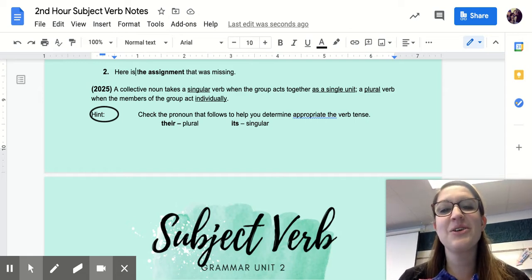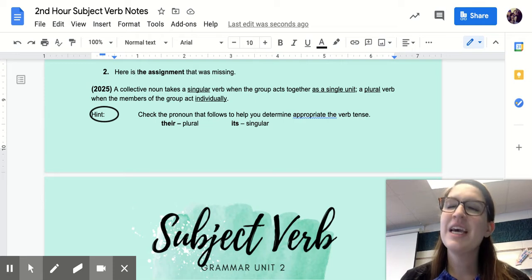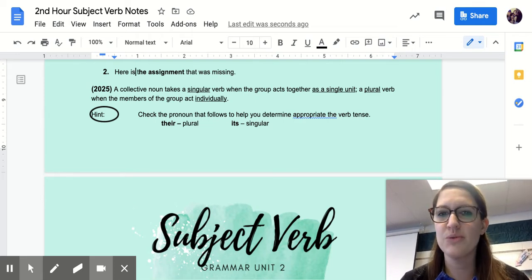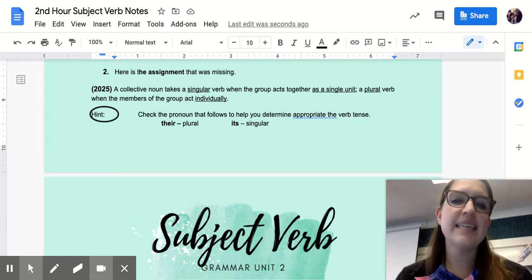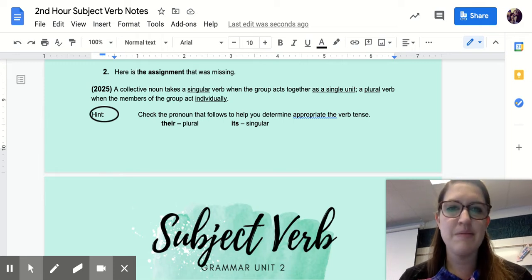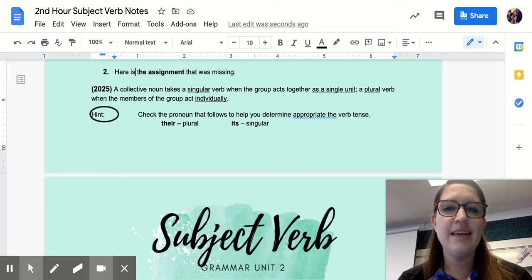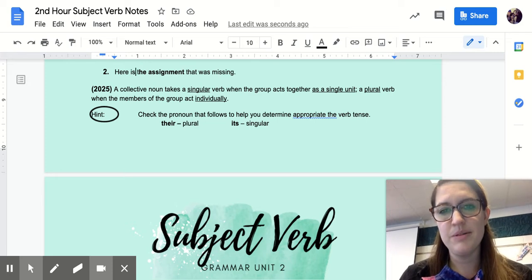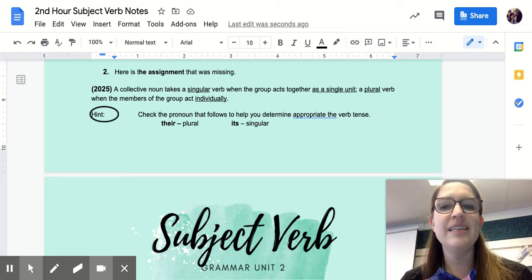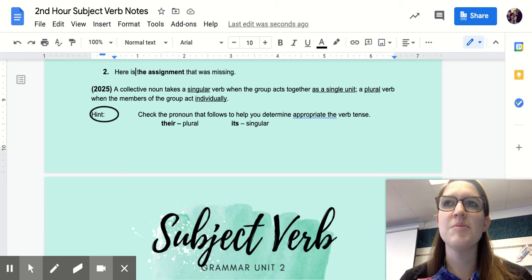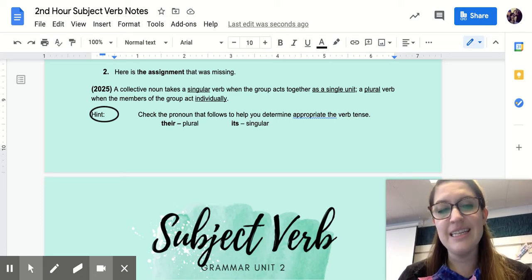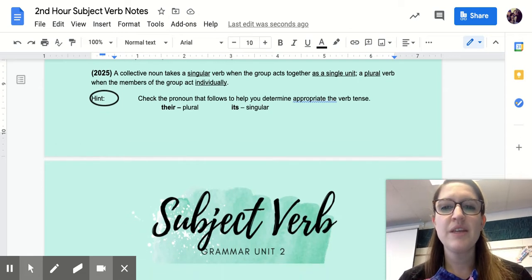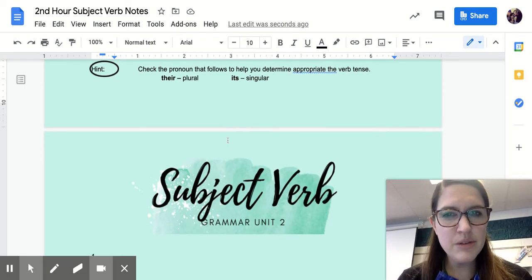Collective nouns are words that could be singular, but can also be plural. These are words like class or group. If this group or class, a group of people, are acting as a single unit, they're all doing the exact same thing together, then it is singular, and you would need a singular verb. If the people in the group are individually doing their own thing, or maybe they're not all in agreement, or they're just doing things separately, then they're acting individually, so it is a plural group and you need a plural verb.